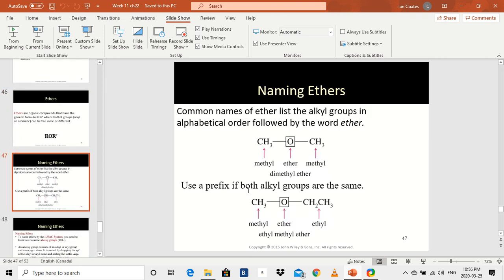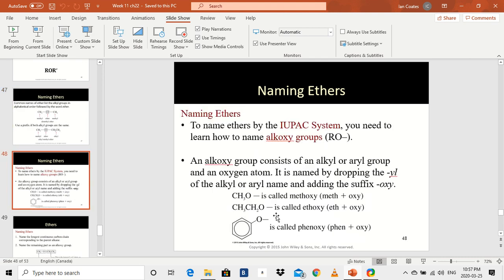Naming ethers. Common names of ethers list the alkyl groups in alphabetical order followed by the word ether. This is the old school name. We've got a methyl and a methyl, and this is my ether group, so you go dimethyl ether. We'll use a prefix if both alkyl groups are the same. So dimethyl ether. Here I've got a methyl group and here an ethyl group, so you go ethyl methyl ether. That's the old school name.